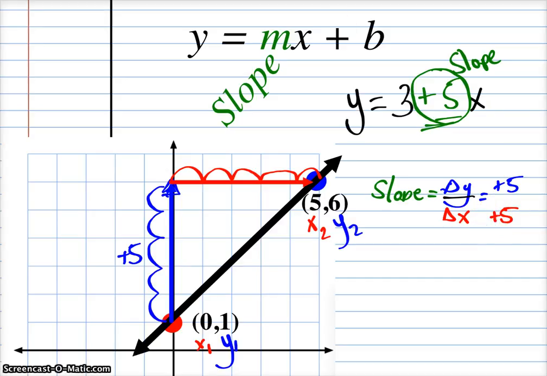So this is my slope right here. Positive 5 over positive 5. Now this can be reduced, and I can say my slope is 1, because 5 divided by 5 is 1. So positive 1. I went up 5 and went to the right 5. Okay. Now let's do it numerically.